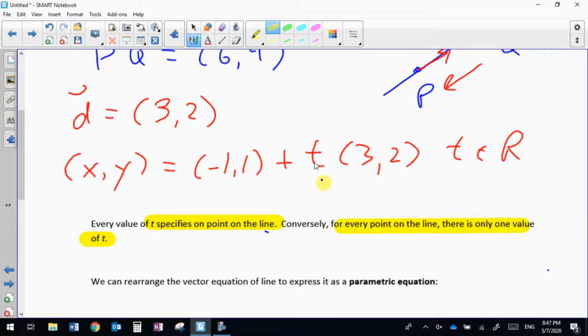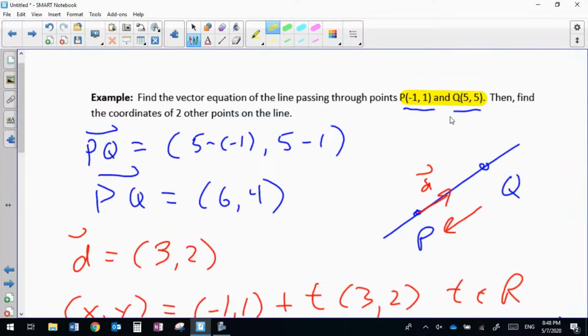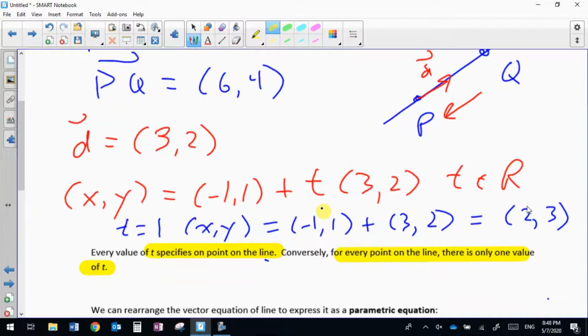So some points on this line here, if I were to sub in, say, t equals 1, then I would find that 1 point on the line is equal to -1, 1 plus 1 times 3, 2, which would give me the point 2, 3. So there's a point on the line, 2, 3. If you sub in t equals 2, I actually believe you end up getting the point 5, 5. You could sub in t equals 3 to find another point, or t equals -3. T equals 0, of course, will give you the point -1, 1.